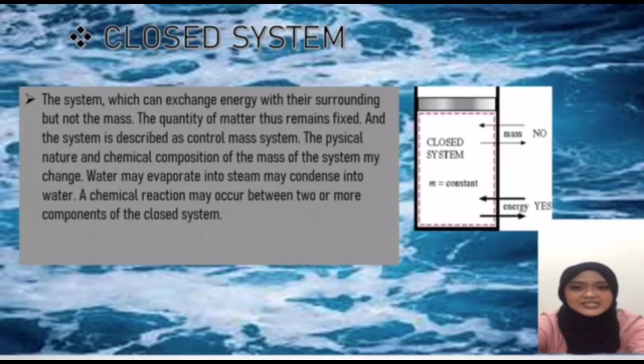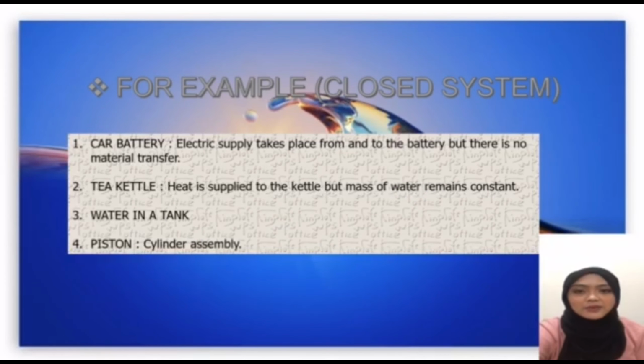A system which can exchange energy with the surroundings but not the mass. The quantity of matter thus remains fixed, and the system is described as a controlled mass system. For example, a car battery. Electric supply takes place from and to the battery, but there is no material transfer. Secondly, the kettle. Heat is supplied to the kettle, but the mass of water remains constant. Thirdly, water in a tank, and lastly, a piston, which is a cylinder and piston assembly.